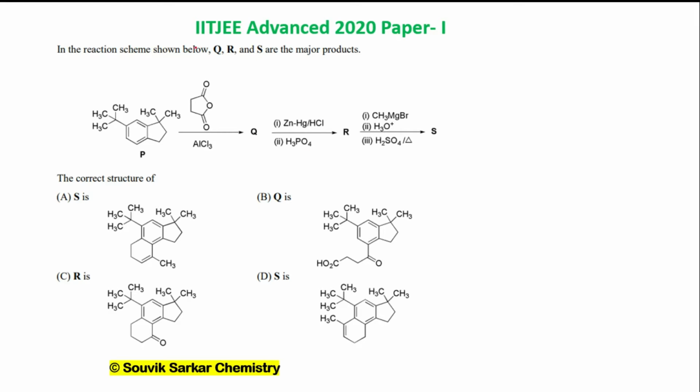Hello student. So in this video I will solve a question from IIT JEE Advanced 2020 paper 1. The question is from organic chemistry. Here they have given a bunch of reactions and we have to identify compounds Q, R and S.